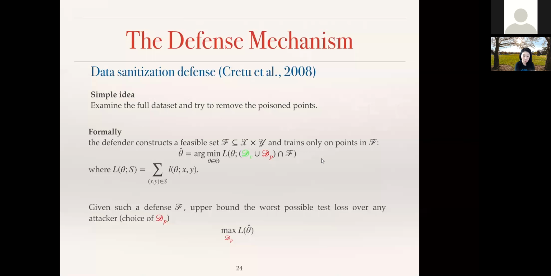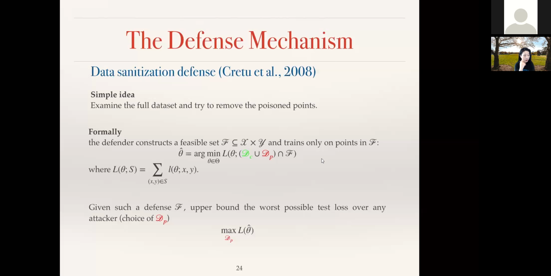So here, we first want to introduce the data sanitizing defense. Its idea is very simple. You examine the full data set and try to remove the poison points. This is especially relevant because in this model you can only add points, but you cannot modify points. So you want to pick out the points that are actually poisoned, and then you remove them. The idea is very simple.